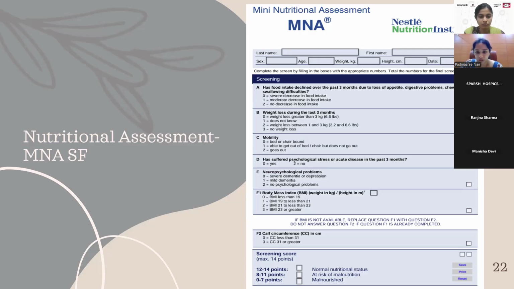Each of these, as you can see, also has points depending on their responses. The maximum screening score is 14 points. If the person scores between 12 and 14, they have normal nutritional status. If they score between 8 and 11, they are at risk for malnutrition. And anything less than 8, that is 7 and below, the person is considered to be malnourished. So we need to take steps to ensure that their nutritional quality is improved.